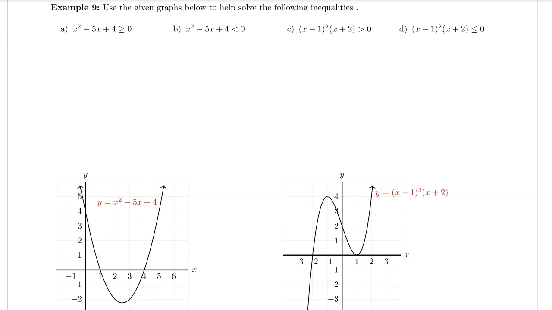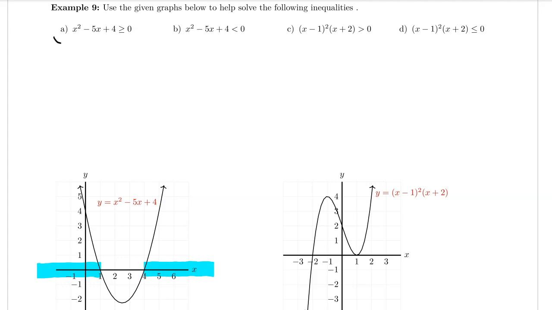Now down here below we have this parabola graphed for us, and we want to know when it's greater than or equal to 0, which is essentially when is our graph above or touching the x-axis. And that is happening everywhere before positive 1 and everywhere after positive 4.